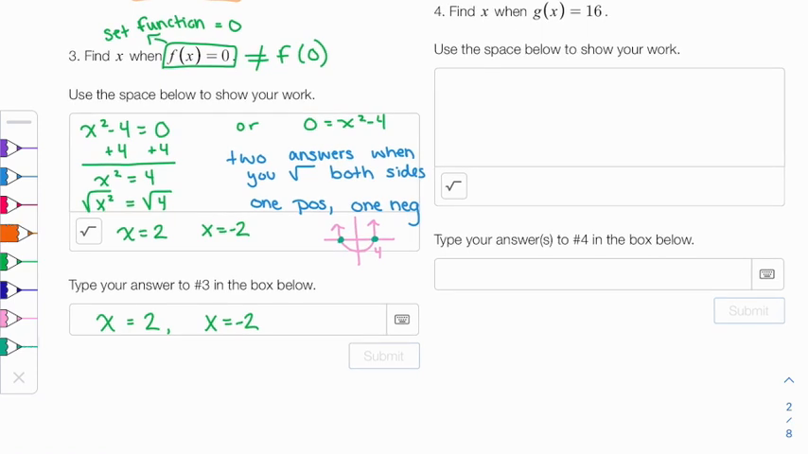Here it's talking about g of x. So again, I'm going to set the function equal to 16 this time, and I'm going to set the g function. So it's negative 3x plus 1 equals 16. And solve.